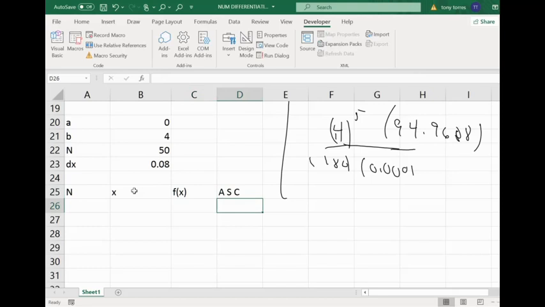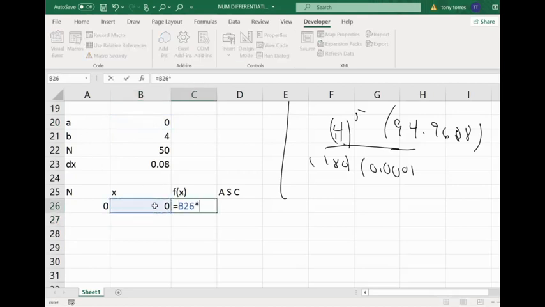All right. This is 0. We are starting on 0. X's first value is a. And f of x is just the function, this times the exponent of that value.